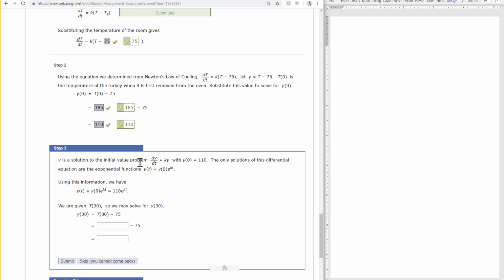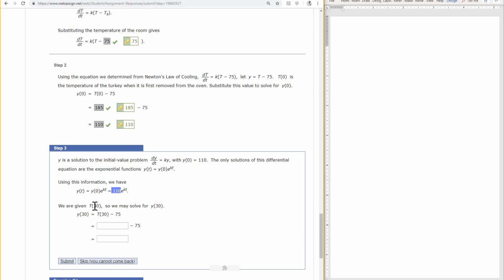So now y is a solution to an initial value problem. We essentially shifted our temperature problem so that it looks like the differential equation that we've seen before. The only solution to this differential equation is going to be this, and then we'll do the translation back. So we have y of t equal to y of 0 times e to the kt, where y of 0 is equal to 110.